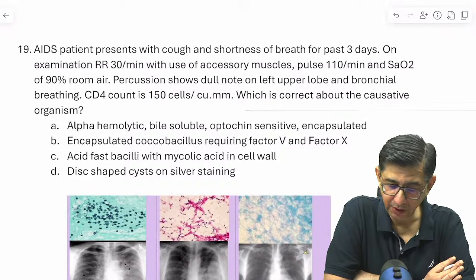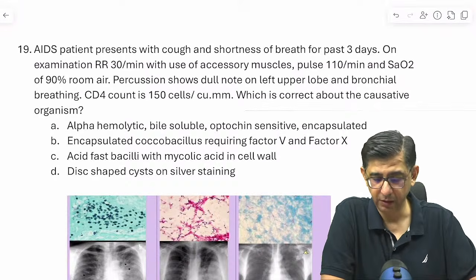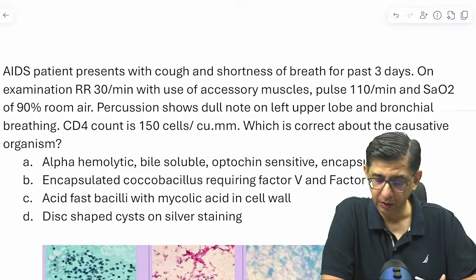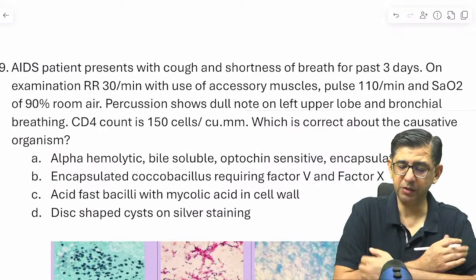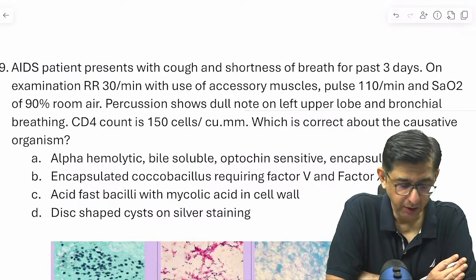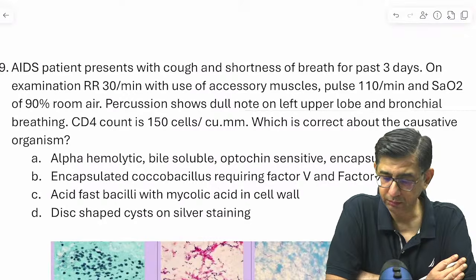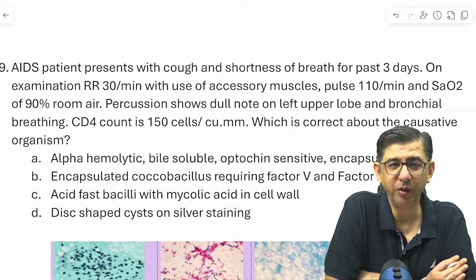An AIDS patient is coming with cough and shortness of breath, and there's a use of accessory muscles of respiration, and then the guy is having a dull note on. मैंने डल नोट बता दिया अभी आपको, ब्रोंकियल ब्रीदिंग भी है.